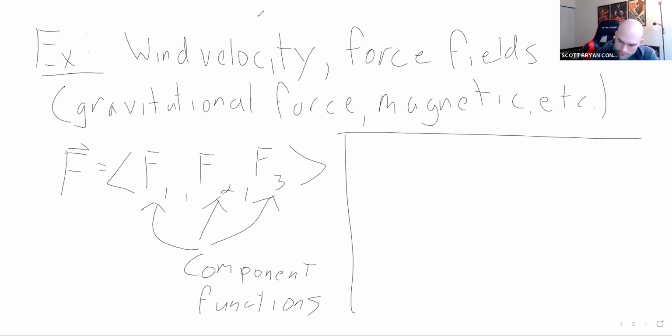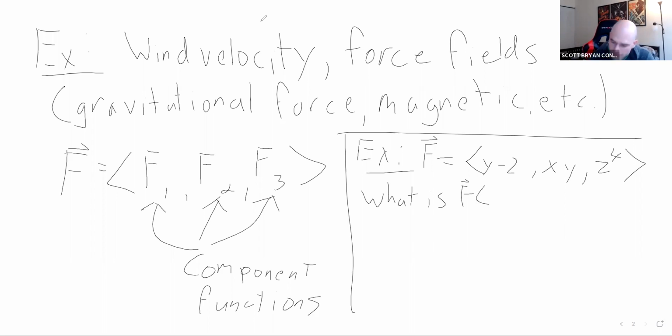So for example, suppose our vector field is y minus z, xy, and z to the 4. Suppose this is our vector field on R3. What is the value of the vector field at the point (2, 4, 2)?